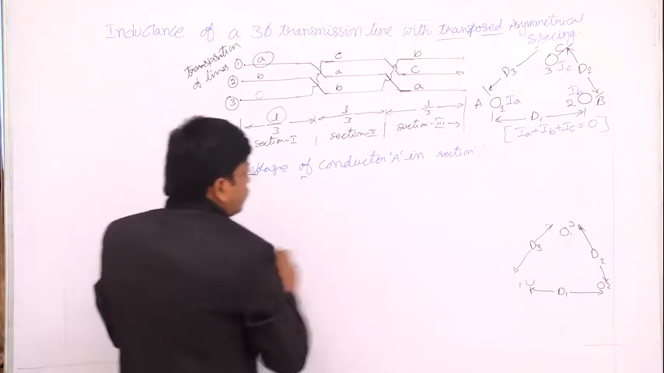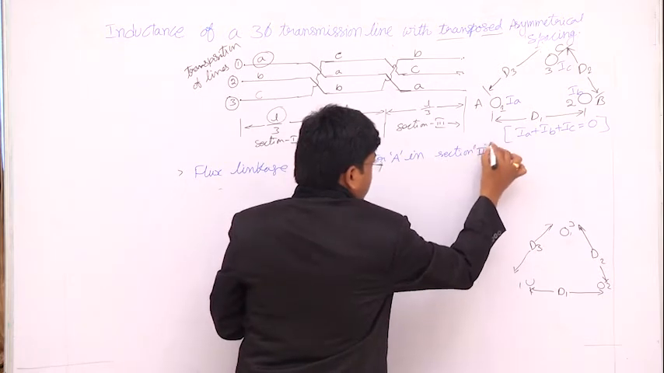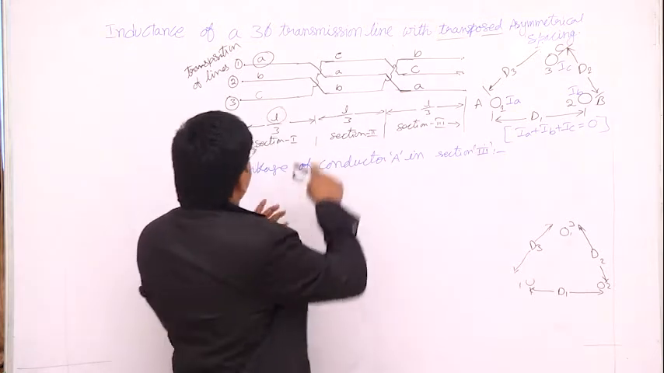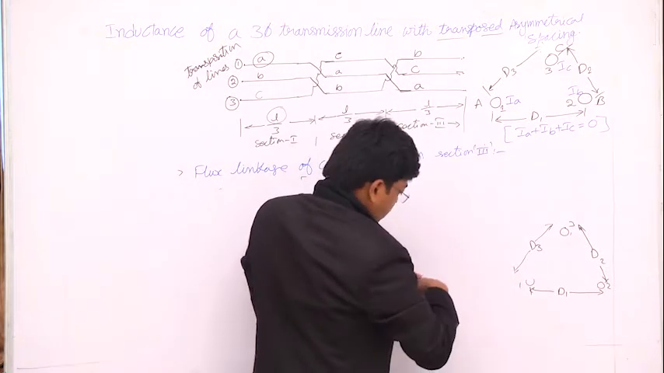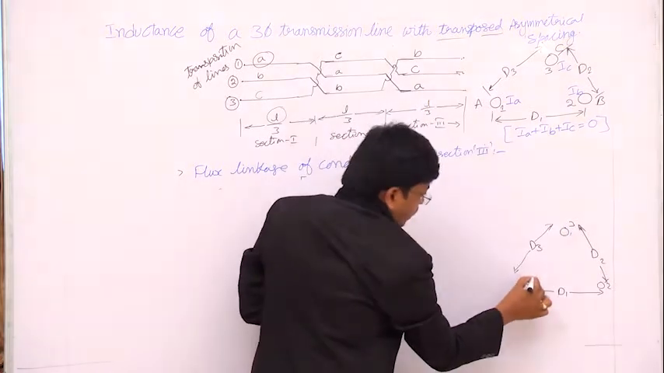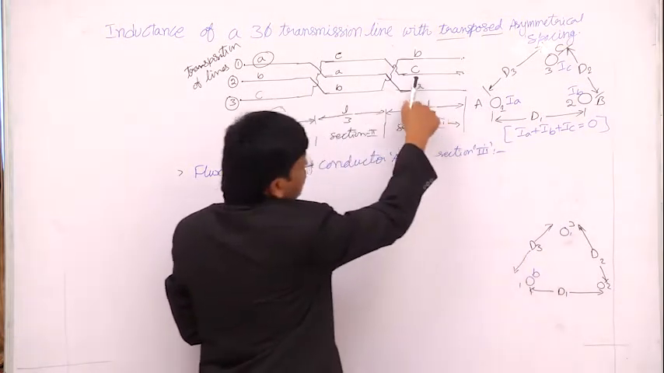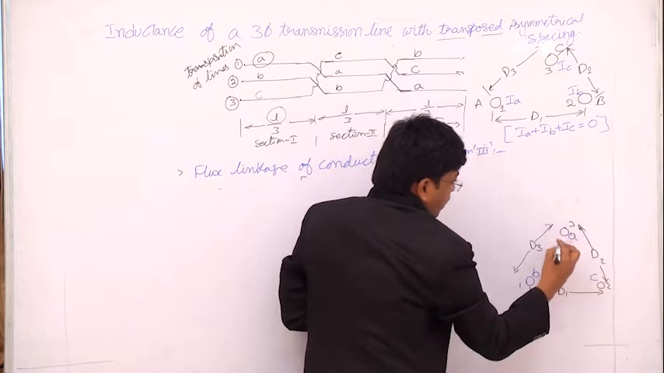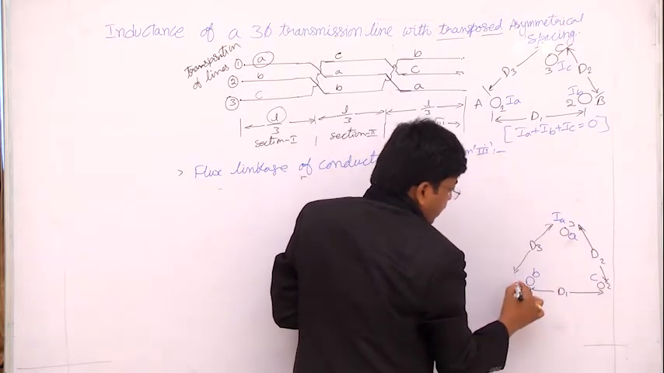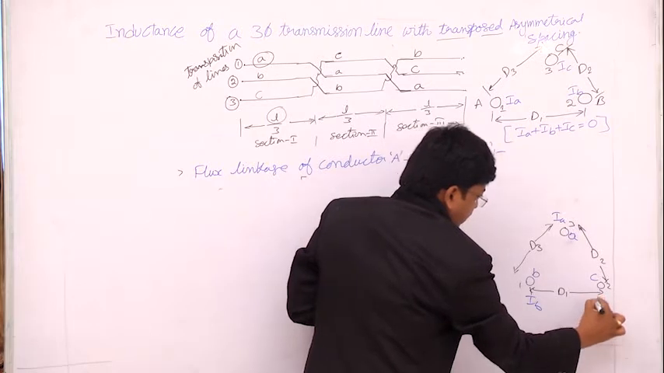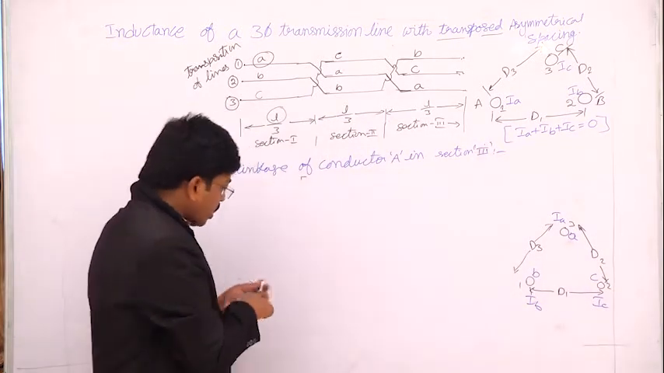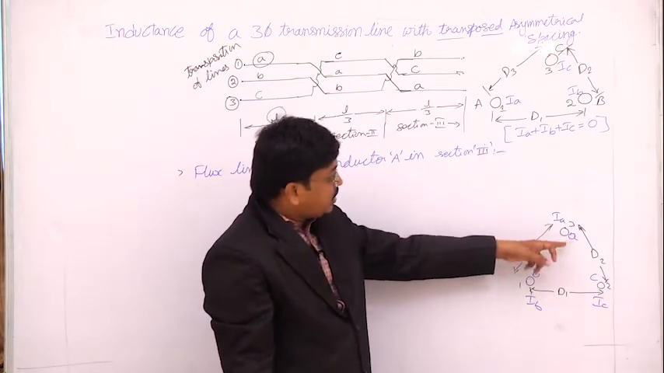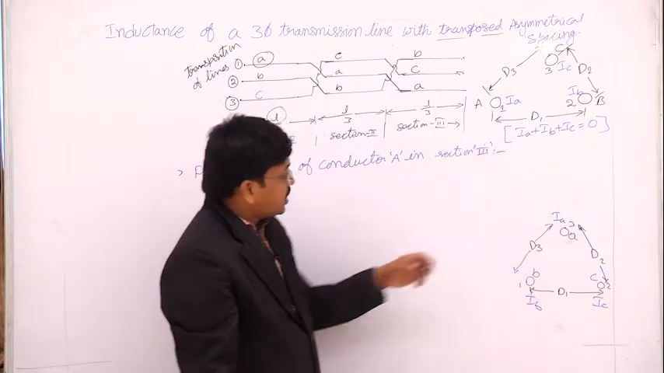Okay. Now in section 3, if you observe in this transposition section 3, conductor position 1 occupies phase B, whereas position 2 occupies phase C, whereas position 3 occupies phase A. So this conductor carries IA, this conductor carries IB, whereas this conductor carries IC. Now we have to calculate the flux linkage of the same conductor A, that is, conductor A in this section.